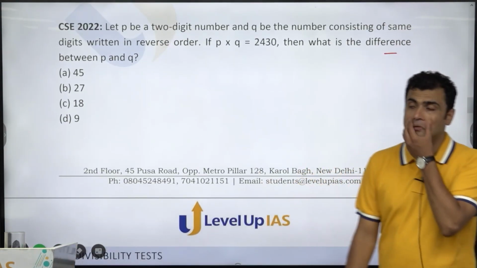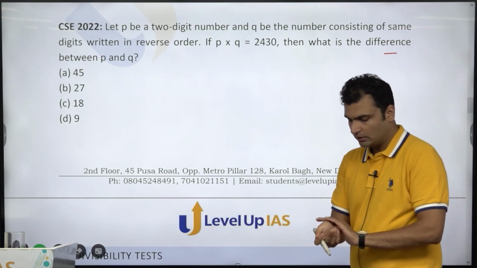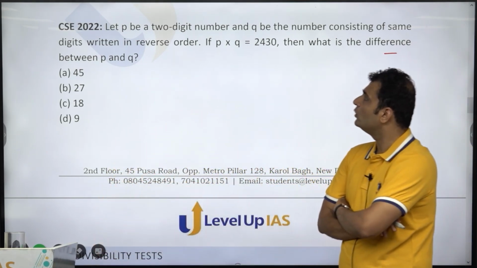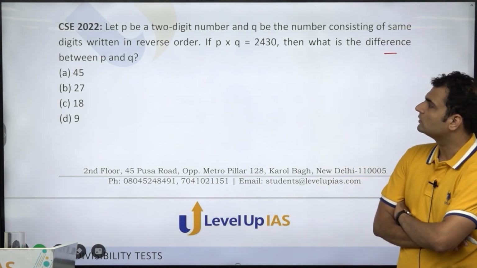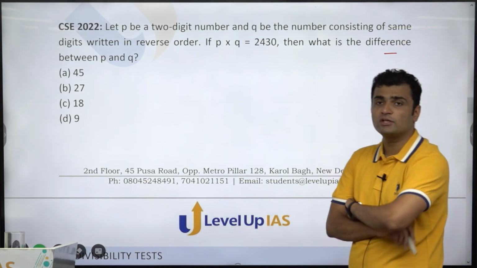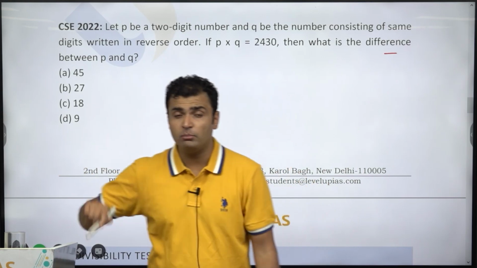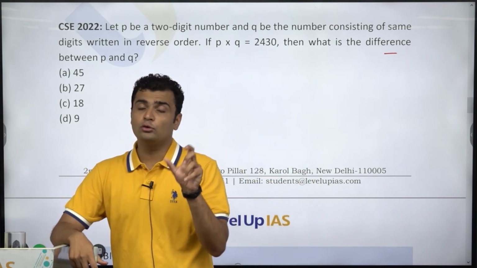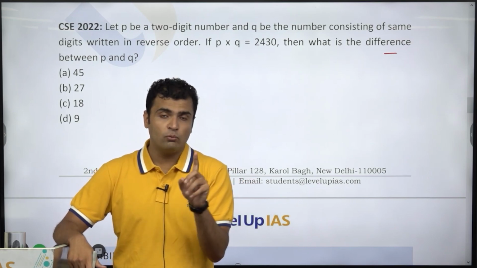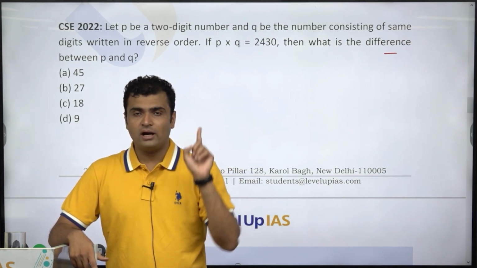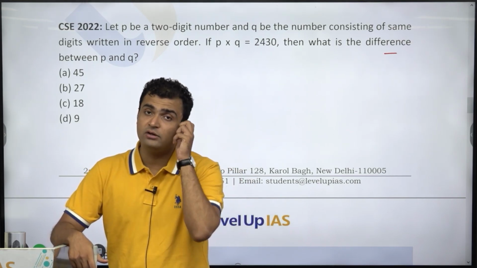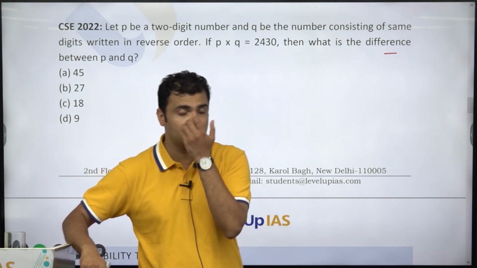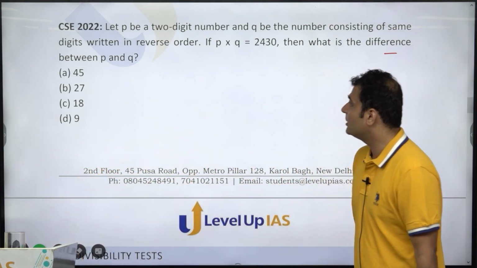Next question. This was asked in 2022. Not a very difficult question. We have a 2-digit number and a number consisting of the same digits but in reverse order. Now this is different from our place value question. There also we have seen this kind of question, where we have a 2-digit number and we reverse it. I told you that has to be done using place value identity. But this is a different question. Here we do not have to use place value. What do we have to do here?